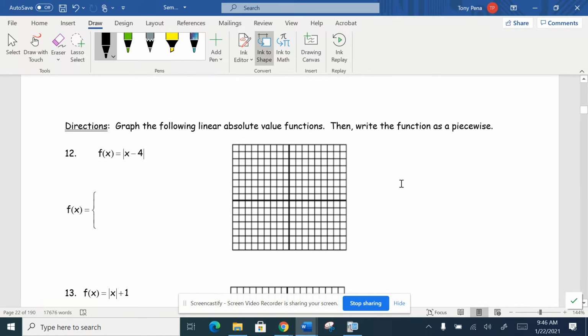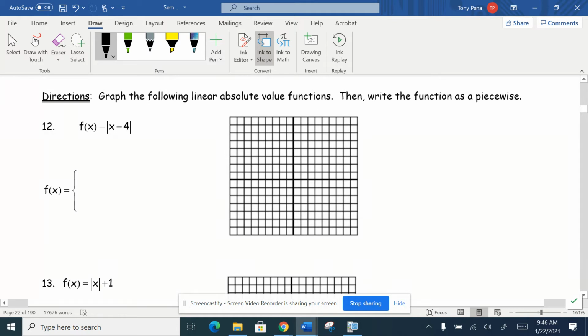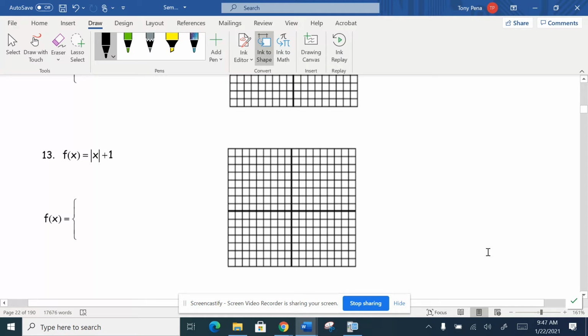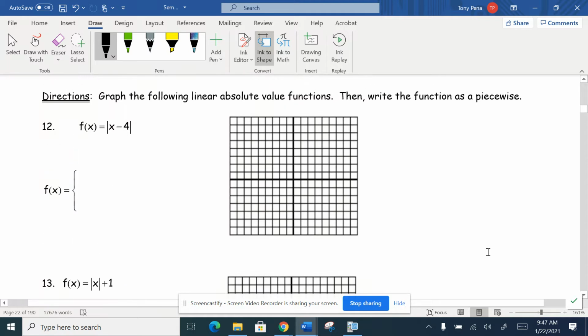All right, so now the test. It says graph the following linear absolute value functions and then write the function as a piecewise function. All right, how many do I have of these? I want to make sure I don't do too many of them without you trying. 3. Okay, perfect. So let's do this one together, and then we'll see if we can do 13 and 14 on your own. So I look at number 2.